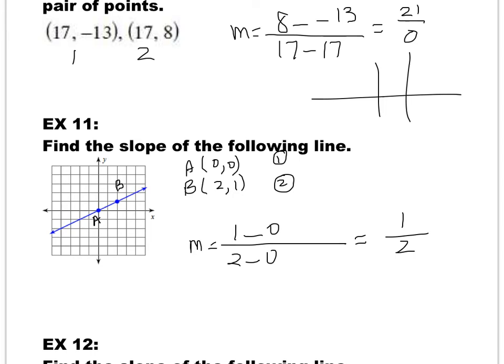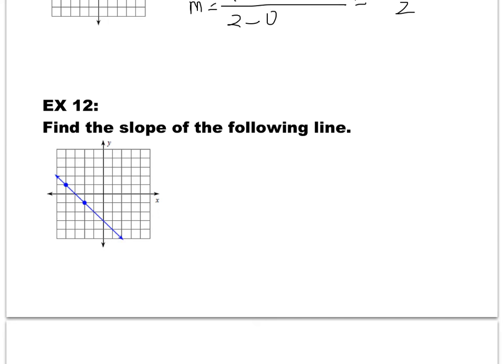Now, the question is, if I ask you what is the y-intercept here, what do you think it is? We said the y-intercept is where the line crosses the y-axis. This is the y-axis. This is the point. So what is the y value of this point? 0. So you say the y-intercept is 0.